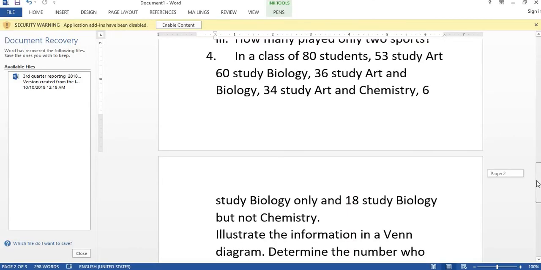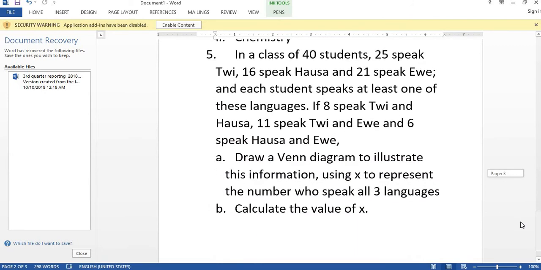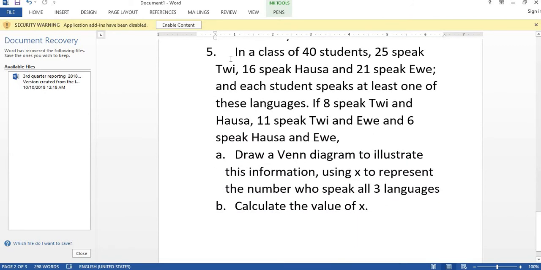The last and final question of today goes like this. In a class of 40 students, 25 speak Twi, 16 speak Hausa, and 21 speak Ewe. And each student speaks at least one of these languages. If 8 speak Twi and Hausa, 11 speak Twi and Ewe, and 6 speak Hausa and Ewe, draw a Venn diagram to illustrate this information using X to represent the number who speak all three languages. Calculate the value of X.